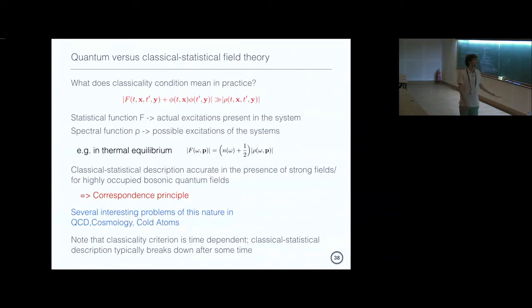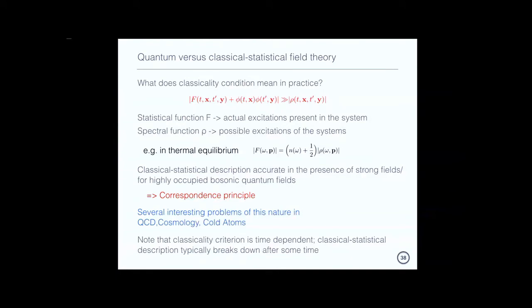Or another way of saying this: when is the classical statistical description actually accurate? Well, it's accurate in the presence of either very strong fields, because then you're dominated by this term in the expansion, or if you have very high occupancy of your bosonic states. This is also what our intuition tells us. In essence, this is nothing else than the correspondence principle, which tells you that if you look at a quantum state of very high occupancy, then this should have classical features.